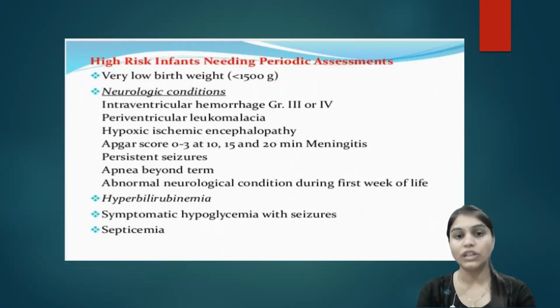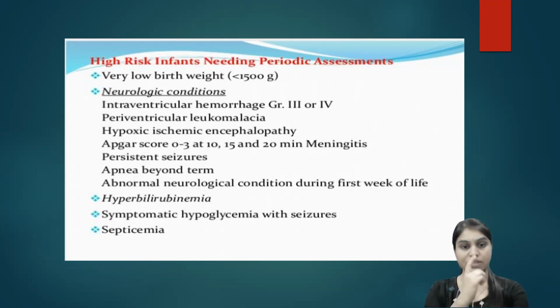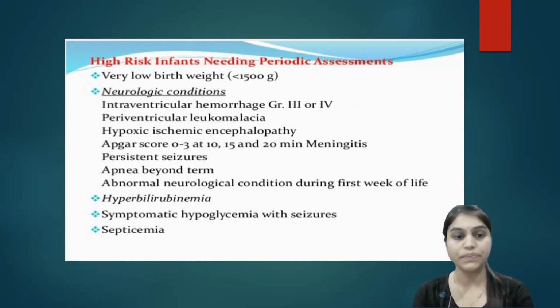First, very low birth weight, less than 1500 gram, neurogenic condition. First, intraventricular hemorrhage, periventricular leukomalacia, hypoxic ischemic encephalopathy, Apgar score 0 to 3 at 10 minutes and 15 to 20 minutes, meningitis, persistent seizures, apnea beyond term, abnormal neurological condition during first week of life, hyperbilirubinemia, symptomatic hypoglycemia with seizures, and septicemia.